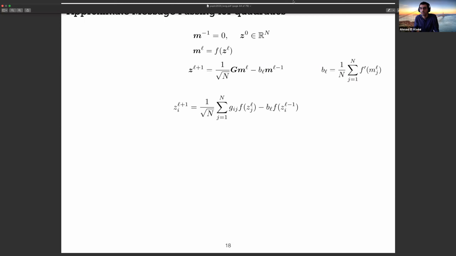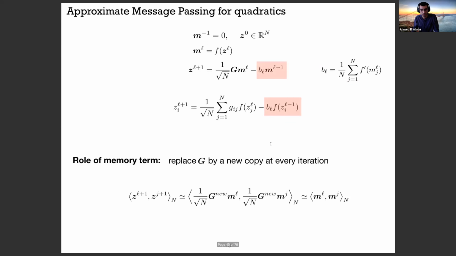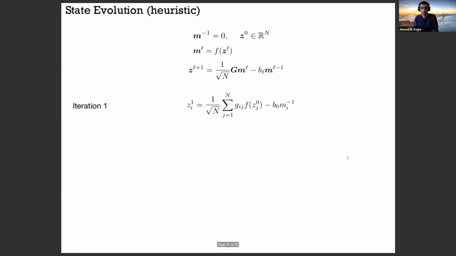So let's see, I was planning to give a small sketch of how the proof of state evolution works. I think I still have time to do it. So let's do it. At iteration 1, this is what the iteration looks like, right?